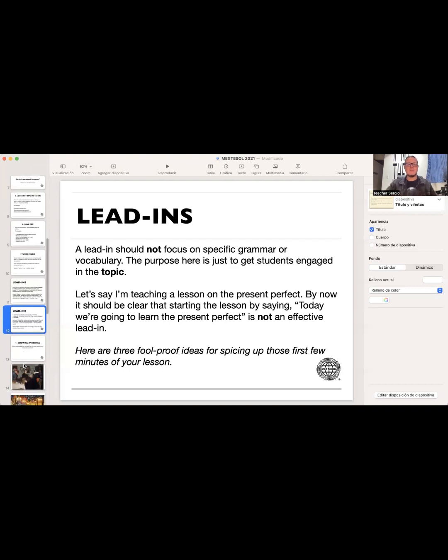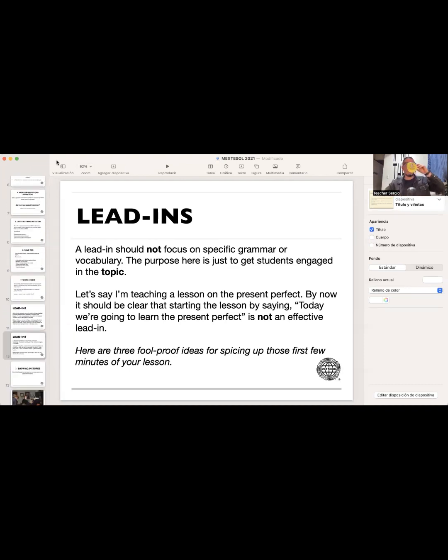Just let me know. Yes, teacher, I understand. So the lead-in is like an introduction, right? To the class. So before you start the topic, before you say vocabulary or something like that.